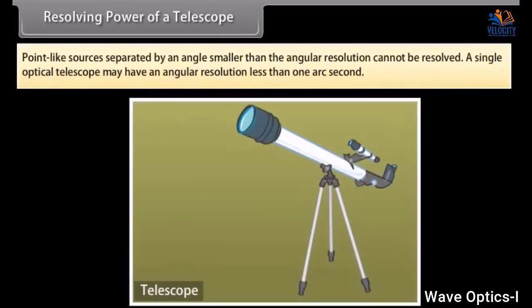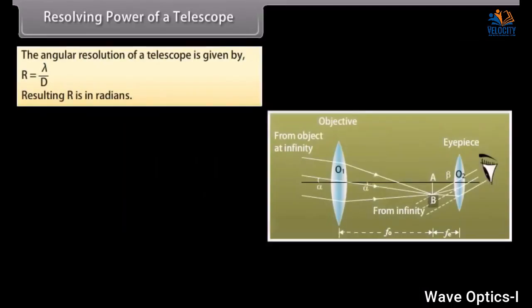Resolving power of a telescope. Point-like sources separated by an angle smaller than the angular resolution cannot be resolved. A single optical telescope may have an angular resolution of less than 1 arc second. The angular resolution of a telescope is given by R equals lambda divided by D, where lambda is the wavelength of the observed radiation and D is the diameter of the telescope's objective. The resulting R is in radians.